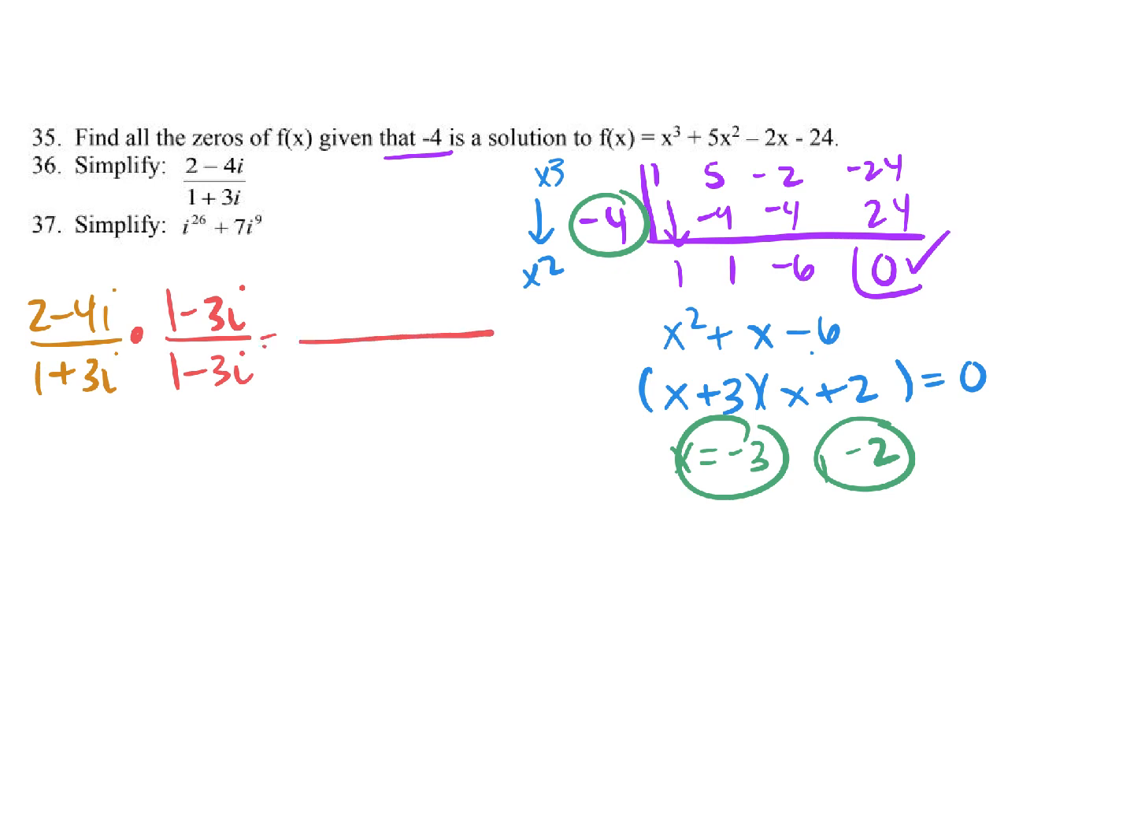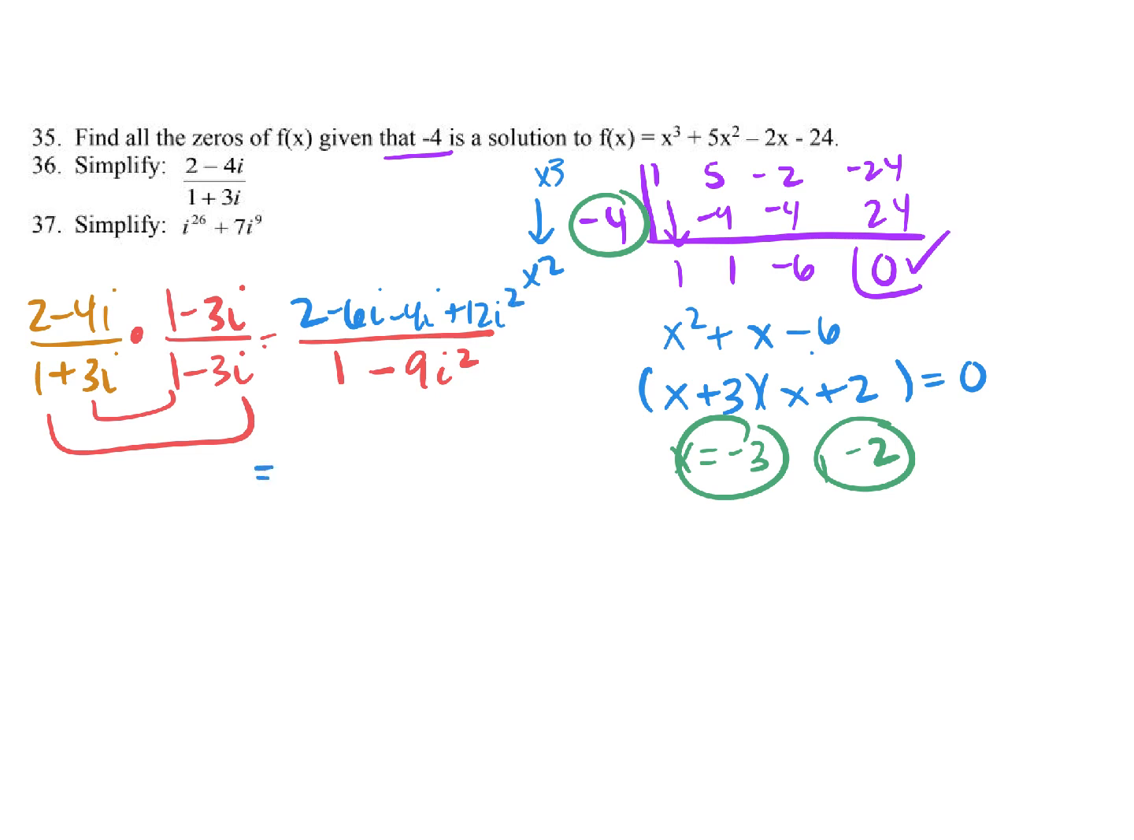If I multiply the bottom two out, I get 1, the middle term and outside term cancel, minus 9i squared. On top, it's not going to cancel, so we do have to be careful on this one. 2 times 1, 2 times negative 3i, negative 4i times 1, negative 4i times a negative 3i is a positive 12i squared.